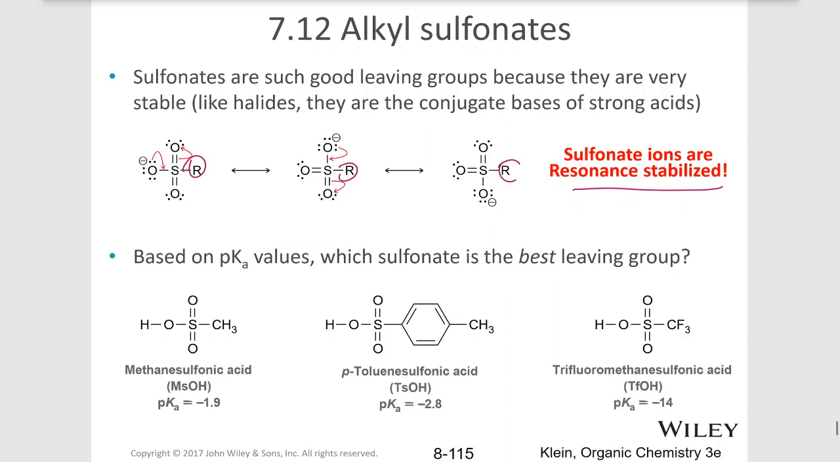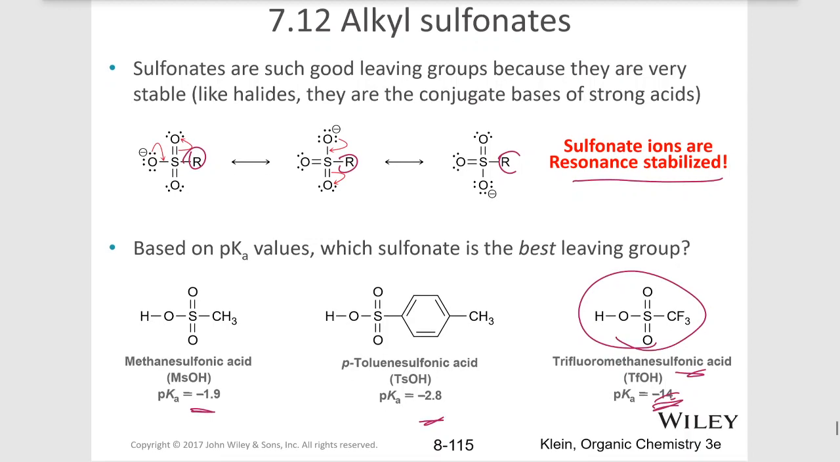Based on the pKa values, the one that is the better leaving group is going to come from the stronger acid, which gives us a more stable conjugate base. The more stable conjugate base is going to be the better leaving group. So here we have a pKa of negative 1.9, which is still a really strong acid, negative 2.8, versus negative 14. The trifluoromethanesulfonic acid is negative 14, and that's going to be the best leaving group. It gives us a stable leaving group, but it's a really strong acid.